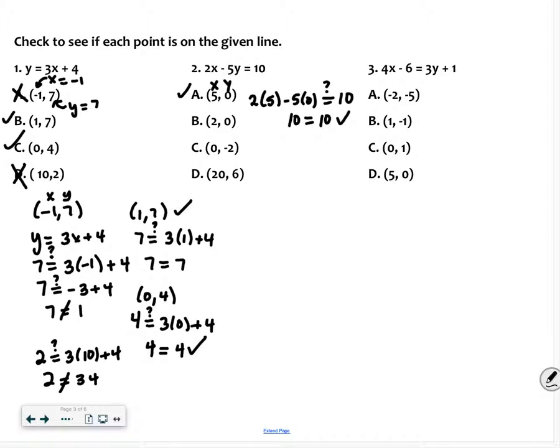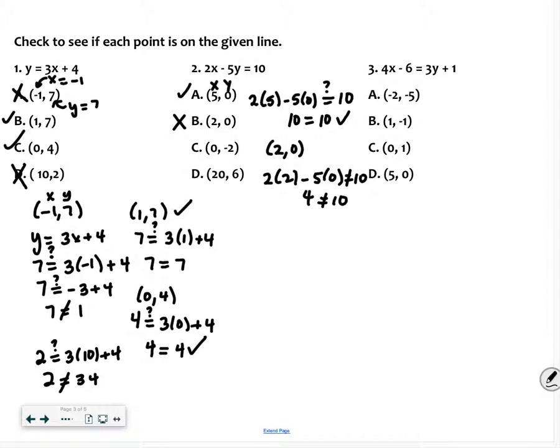Okay, the next one, if I plug in 2 comma 0, I have 2 times 2 minus 5 times 0. Okay, that is not equal to 10. And you can check, that's 4 is not equal to 10, so that does not work. So you can put the little question mark above, or if you start to see it's not working, I just kind of cross it out.